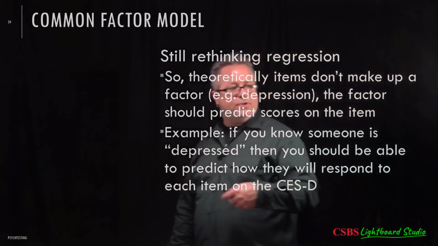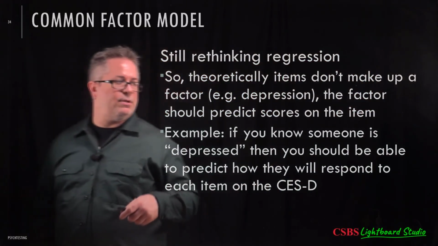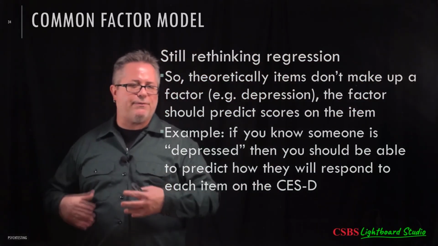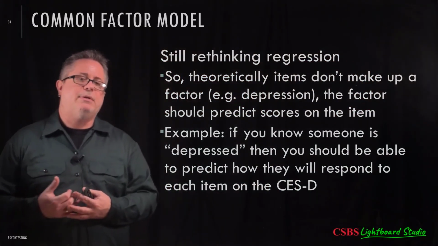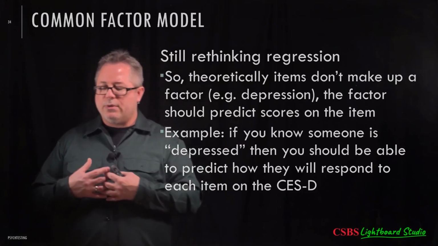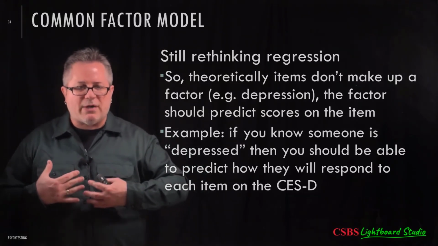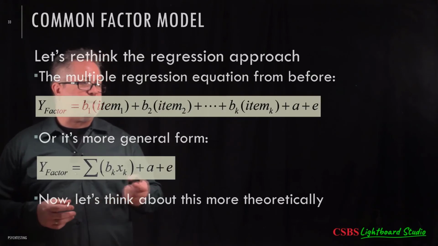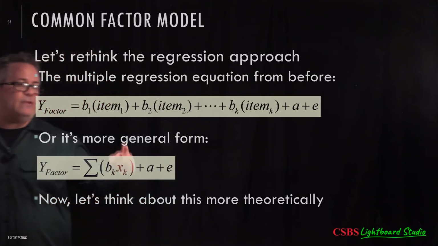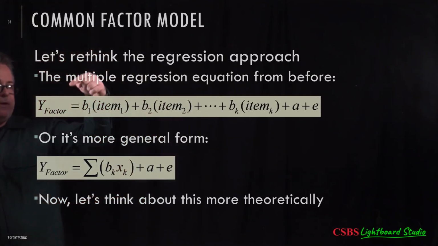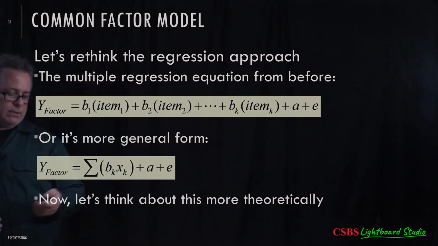Still thinking regression, so if theoretically items don't make up a factor, the thing that we're trying to uncover, we're hypothesizing that is actually driving the responses. So if I'm looking at it this way, this looks like these items are predicting or driving the factor score, driving this thing over here. That's not what I want.